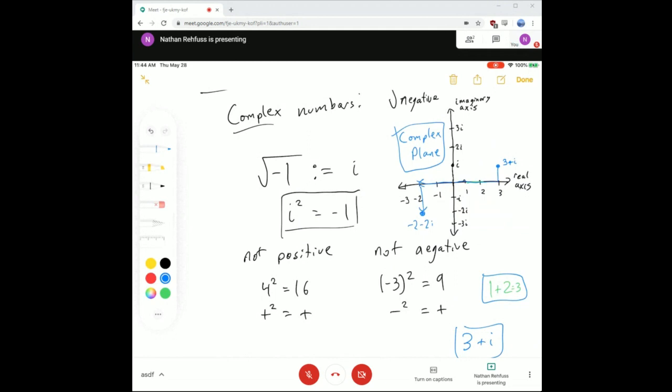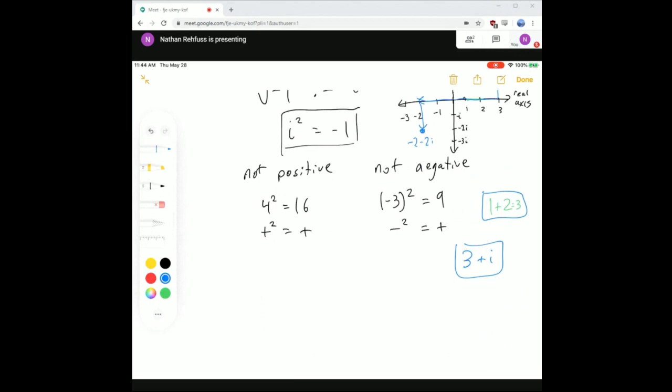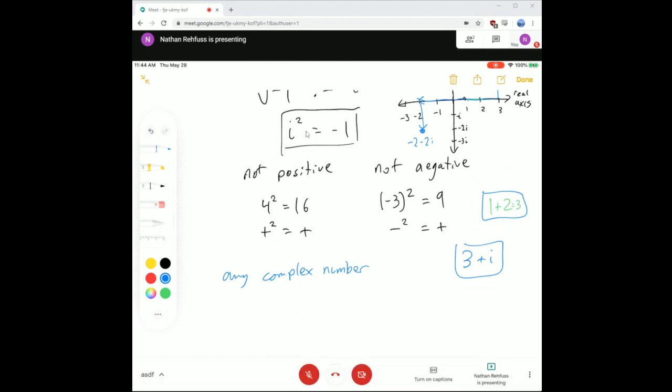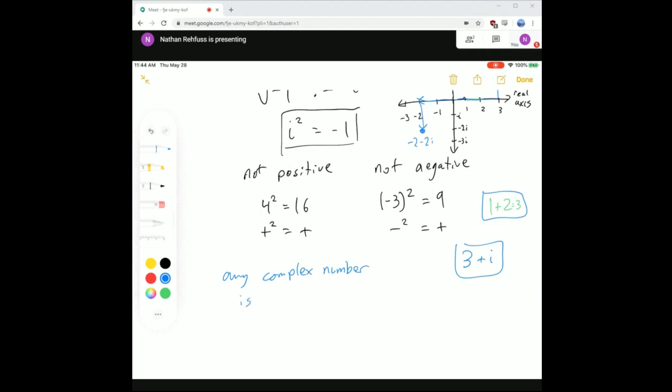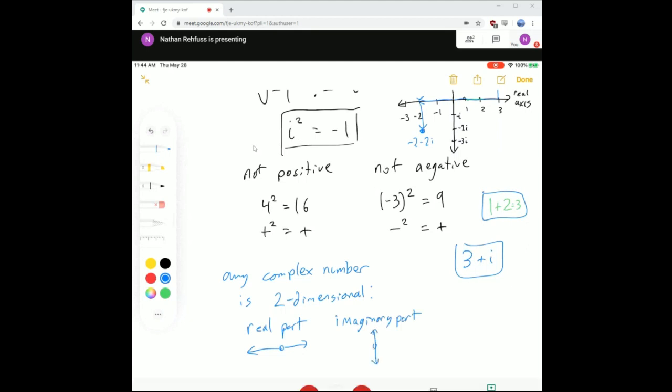So what that's telling me is that any complex number, any number that I have to be able to talk about as a consequence of making this definition, is two-dimensional. It lives on that flat plane. So we have a real part to go left or right, and we have an imaginary part to go up or down. And that's enough to specify a point on the plane.